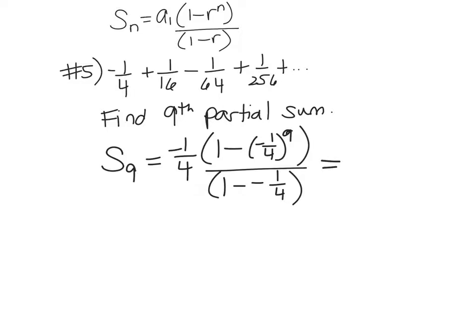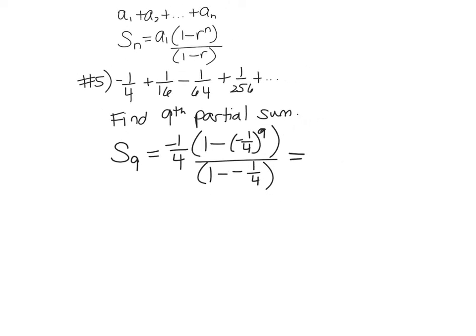So let's check this out. I would just plug the whole thing in. I would go negative 1 divided by 4 times parentheses 1 minus parentheses negative 1 divided by 4, close those parentheses to the 9th power, and then close the parentheses up top, divided by parentheses 1 minus negative 1 divided by 4. I didn't even hit enter. I put the whole thing in. Make sure you use parentheses up top and the bottom, and you should get an ugly, ugly number.